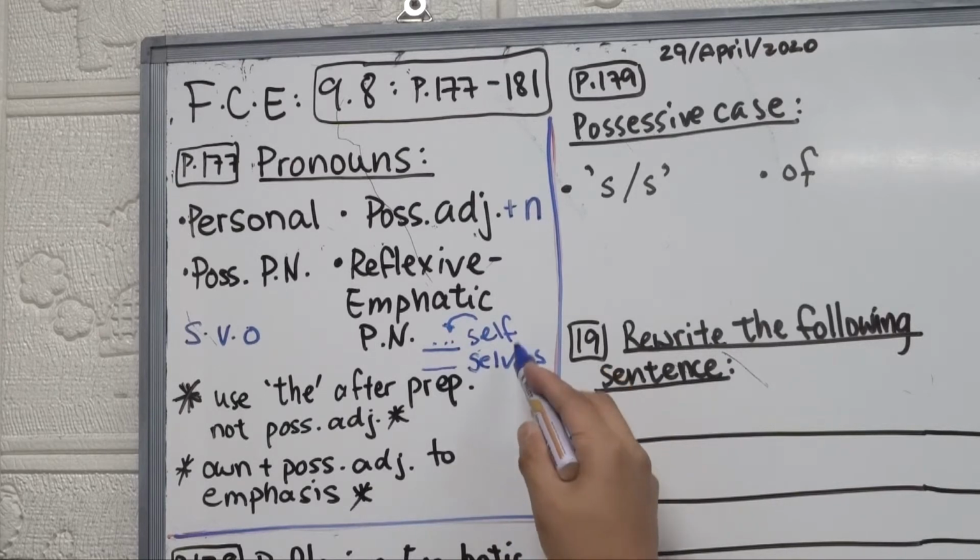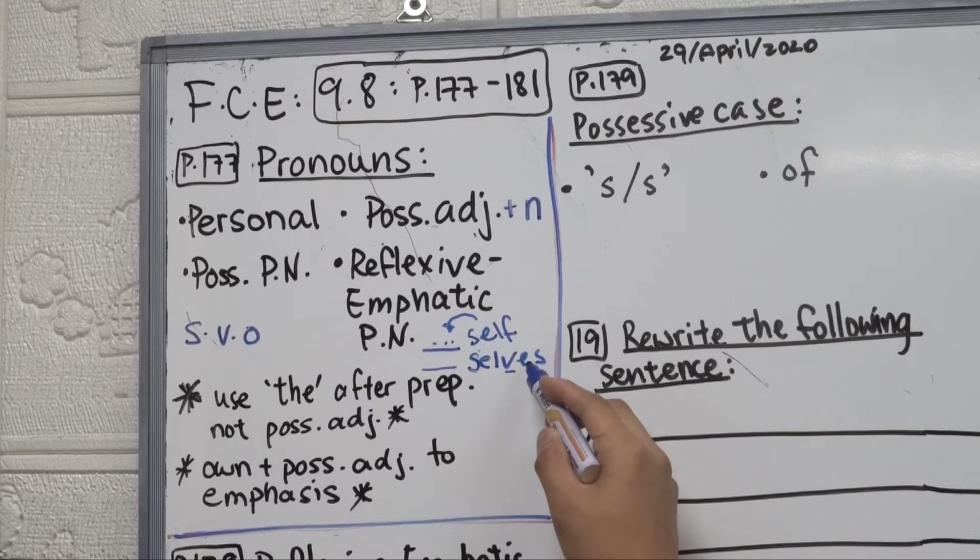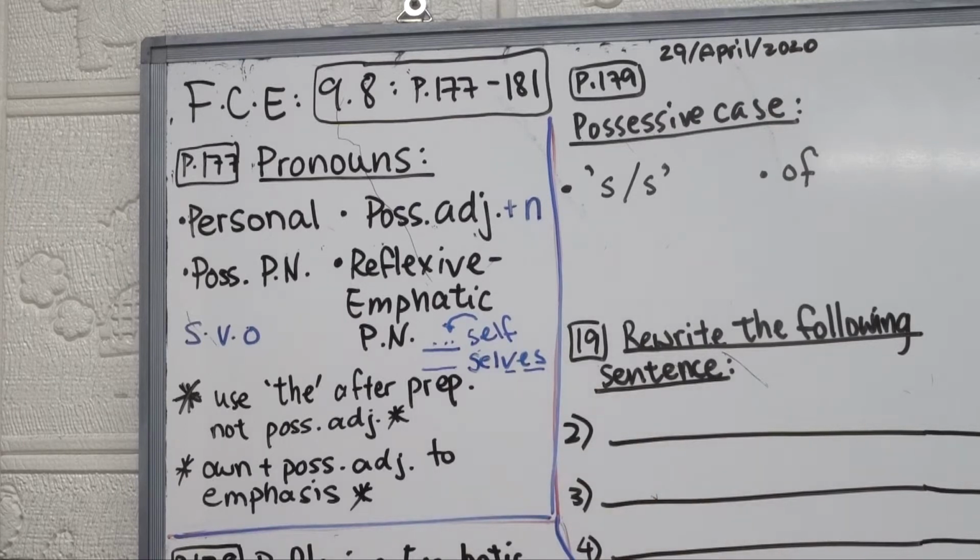S-E-L-V-E-S, okay? We change the F to V, and then we add E-S. Themselves, yourselves. So the plural form of yourself is yourselves. The singular is yourself. So there's a bigger distinction in the emphatic reflexive pronoun or reflexive emphatic pronoun.